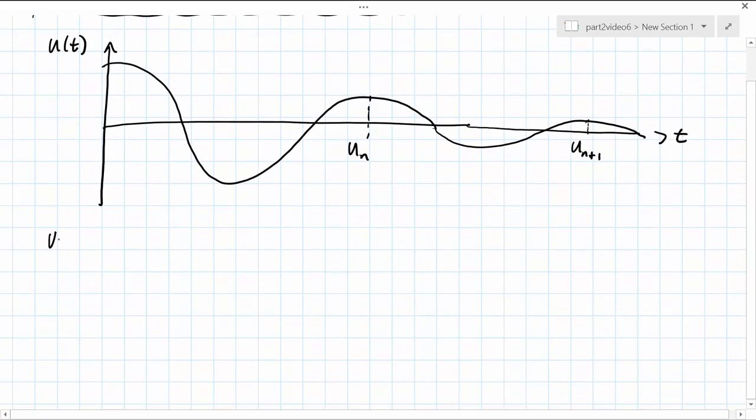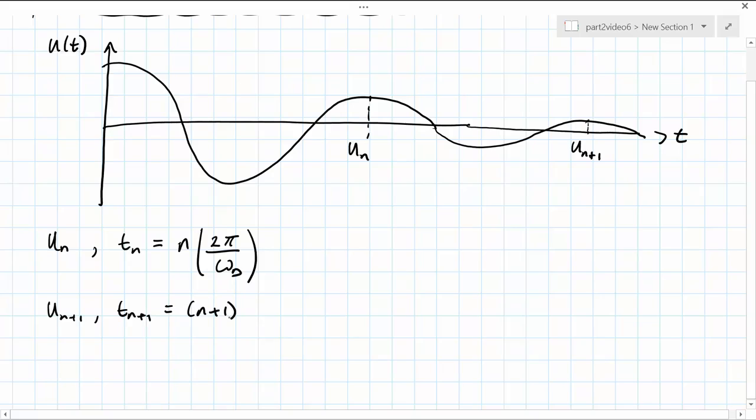then for displacement un, the corresponding time Tn is defined by n times 2 pi over the damped natural frequency, and for un plus 1, the time Tn plus 1 is equal to n plus 1 times 2 pi over omega d.